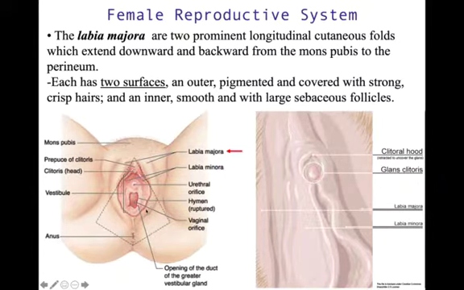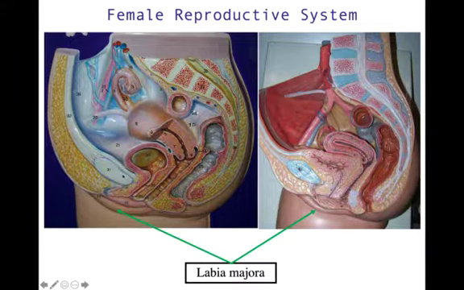Labia refers to lip, right? So these are the major lips right here, these outer ones. You also then have the labia minora, which we'll get to next. But out here on these models, this larger lip-like structure would be the labia majora. And also on the other female reproductive system model here, you can see this is the labia majora.